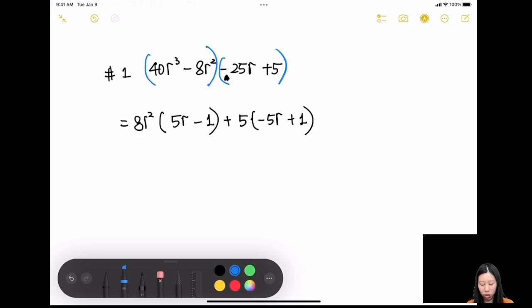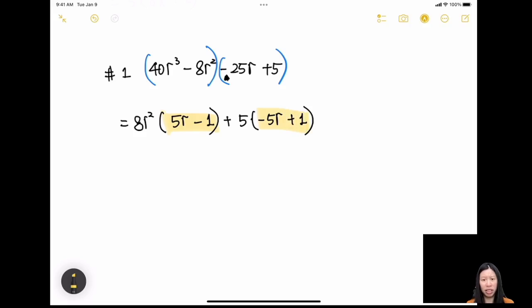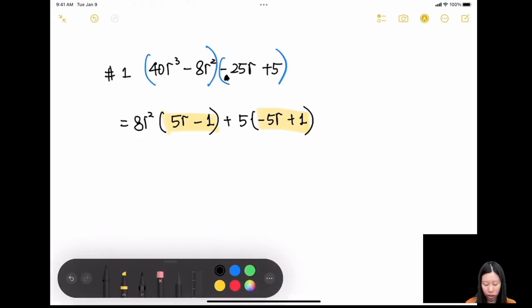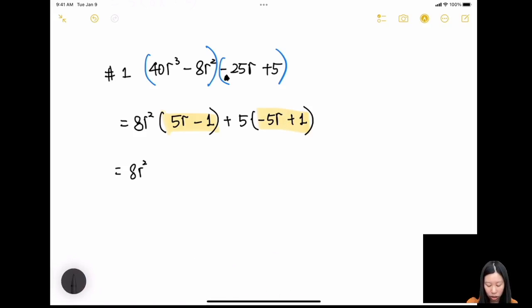So if we compare these two, you might notice that, hey, they look quite similar except for the signs. The signs are opposite. In that case, what do you do? You pull out a negative 1, right? Once you pull out the negative 1, they will have a common sign. So instead of plus 5, we pull out negative 1. So plus 5 times a negative 1, we have a negative 5. And then since you pulled out the negative sign, we have 5r left and minus 1.